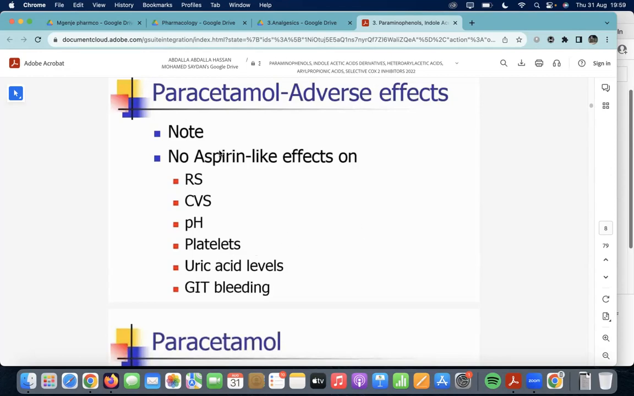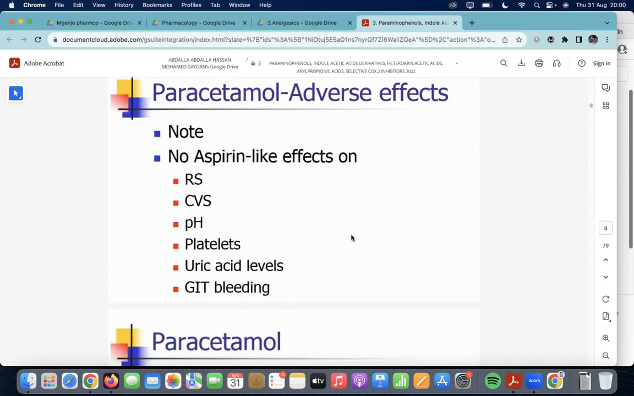So paracetamol does not act like aspirin in terms of platelet aggregation. It does not inhibit platelet aggregation, because NSAIDs usually inhibit platelet aggregation. NSAIDs also may cause GIT bleeding, like in PUD, peptic ulcer disease and stuff. So most NSAIDs usually cause GIT bleeding, but paracetamol doesn't. So I think those are key points to note: platelet aggregation and GIT bleeding.